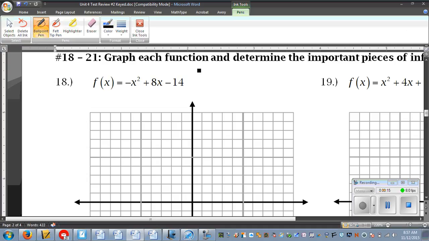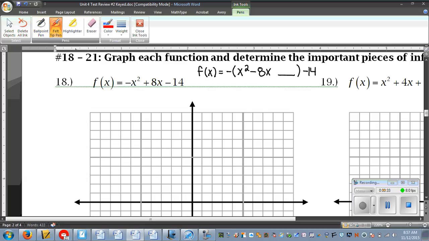The first one is, if I want to change this into vertex form, I first need to factor the leading coefficient of -1 out of the quadratic term and also the linear term. I leave a space and I do not factor it out of the constant that's at the end. In order to complete the square, I do not go back to the old 8. I go and look at the new -8.